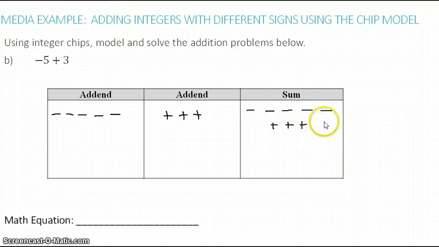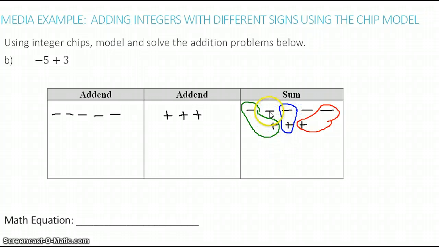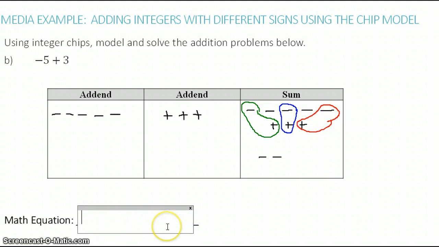And I'm going to circle the pairs that cancel. So there's 1 pair, 2 pairs cancel, and 3 pairs cancel. And notice there's 1 negative chip here and another here. So our simplified sum is 2 negatives, or negative 2. So writing that math equation, we have negative 5 plus 3 equals negative 2.